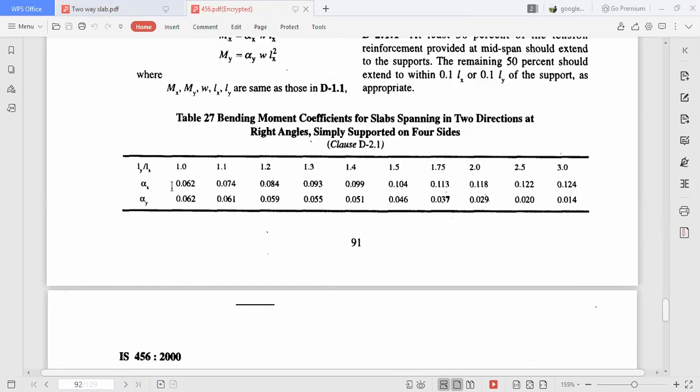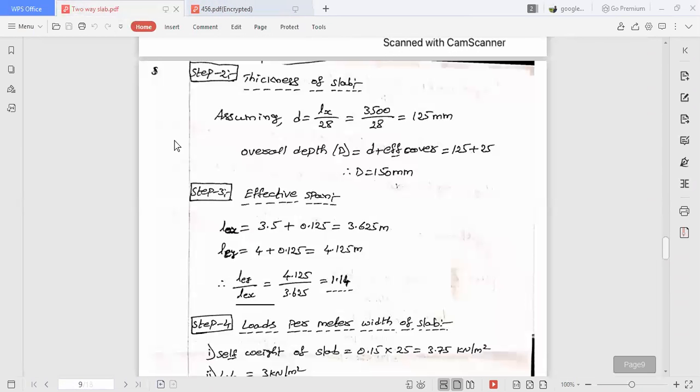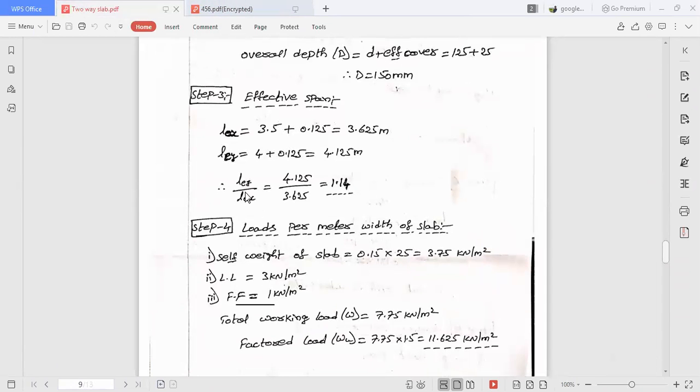Now, for the values of alpha x and alpha y, what is the required parameter? Ly by Lx. For that reason, we are calculating Ly by Lx now. After substituting these values, Ly and Lx, we got a ratio of 1.14. Remember this for the further calculation.